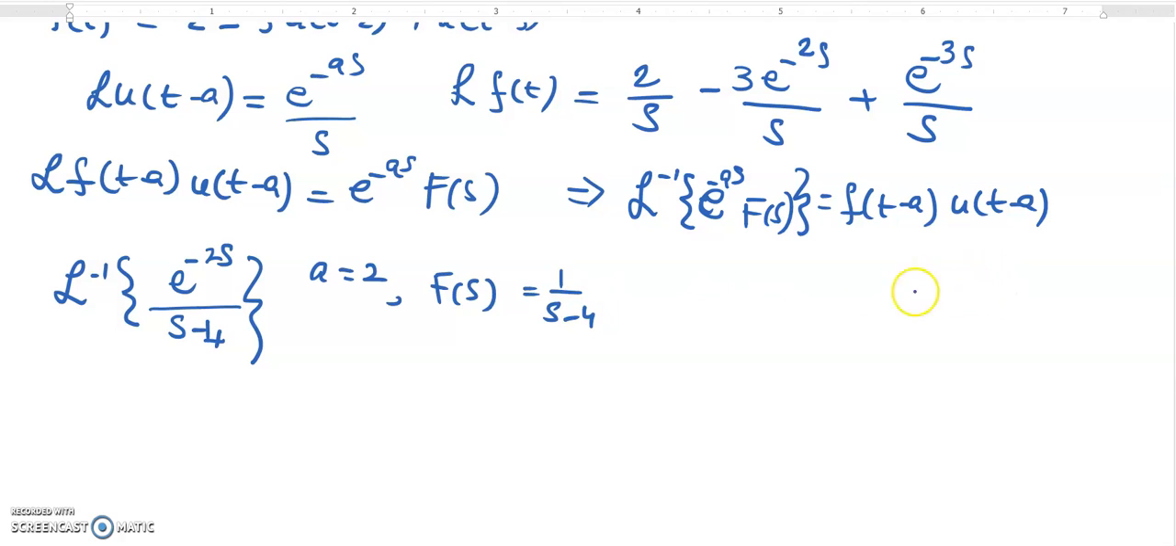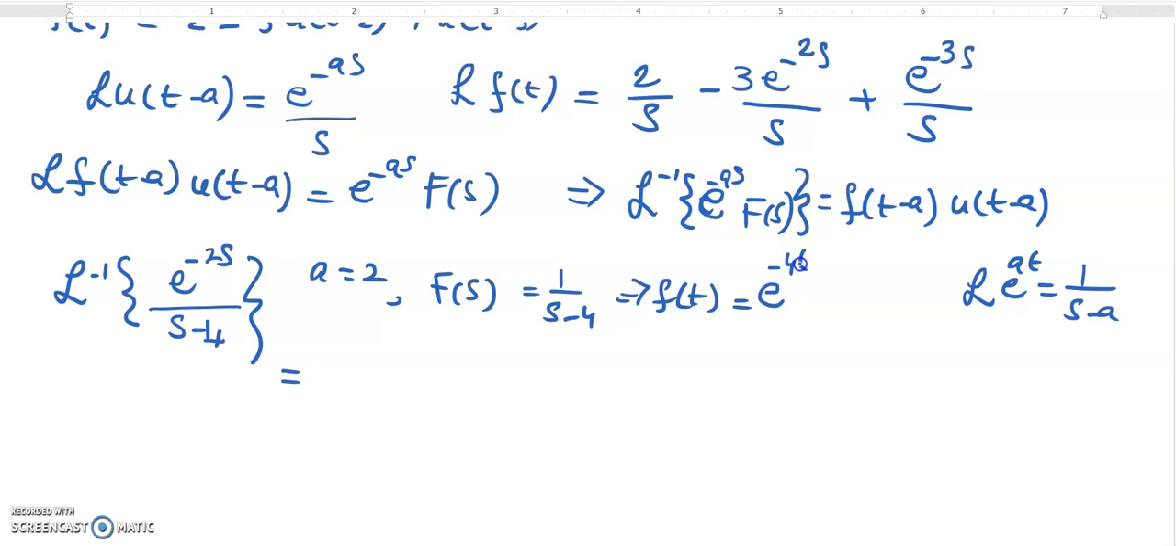For this type of one, I know that the Laplace of e power a t is equal to 1 over s minus a. We know this formula. So its Laplace inverse, that means its corresponding function of t, will be e power 4t. Here we should be careful that the signs of a are opposite, so it should be e power 4t.